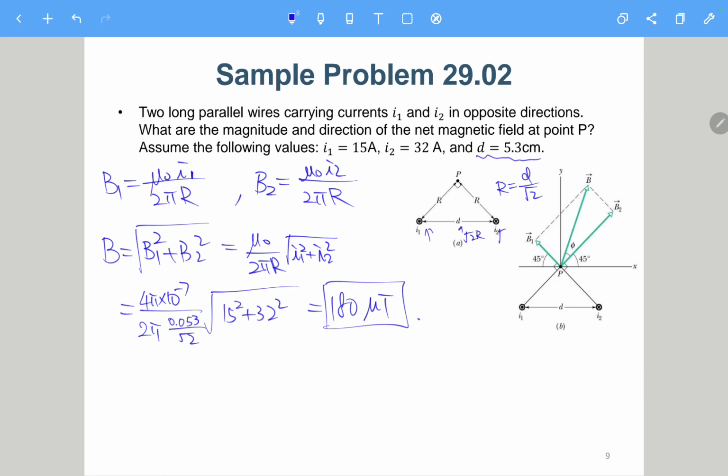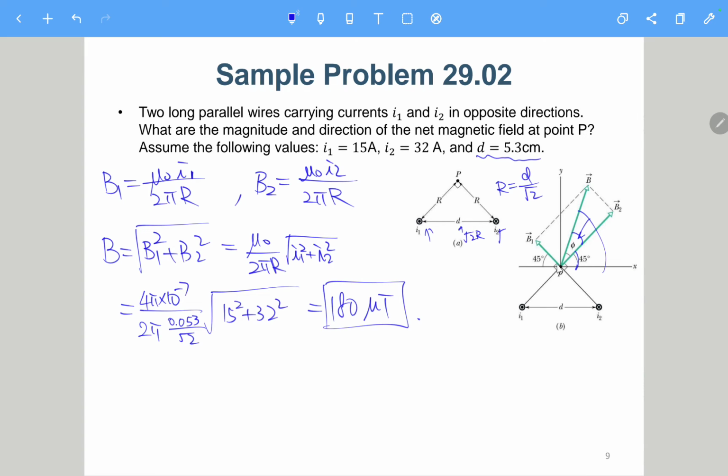Okay, so next we would like to find the direction. Actually, this is 45 degrees. We can find this phi, and then add it with 45 degrees so that we can know the whole angle. So we don't really need to decompose this one in x and y axis, and this one in x and y axis, add them together and then do something else. We just need to determine the angle phi, then add it with 45 degrees, then it's okay.